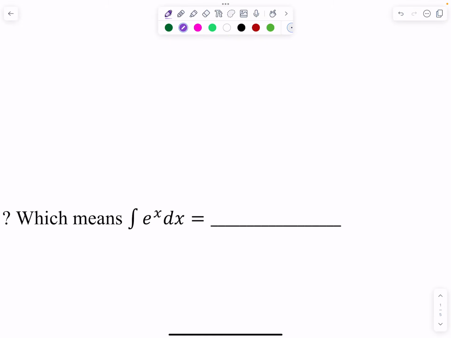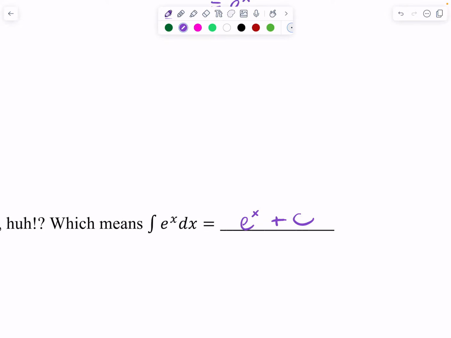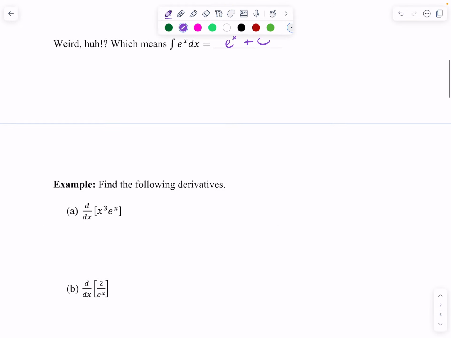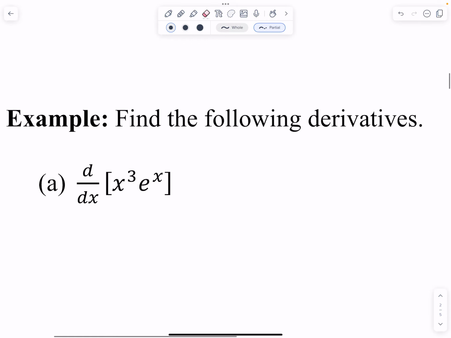right? Which means that the antiderivative of e to the x would be e to the x plus c, right? So the family of functions whose derivative would be e to the x would be e to the x plus some constant. So using this, let's find the derivative of some functions that involve e to the x.